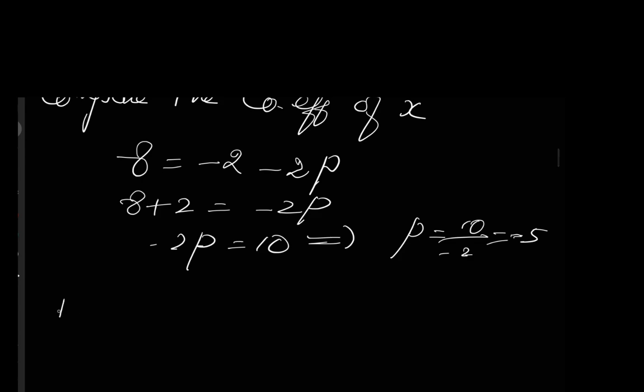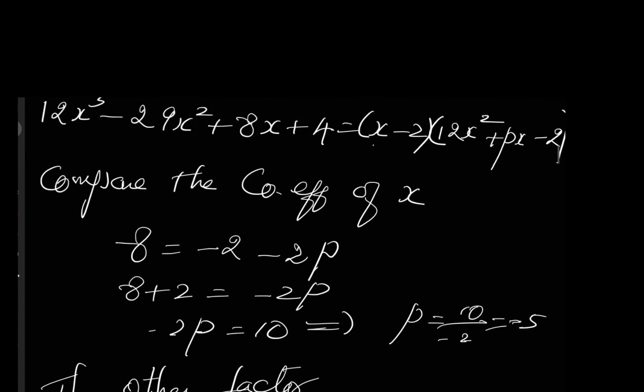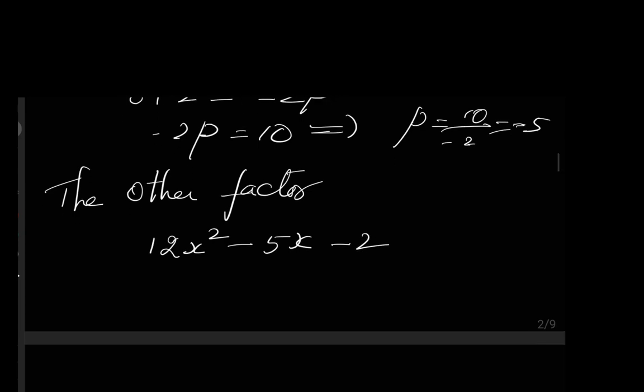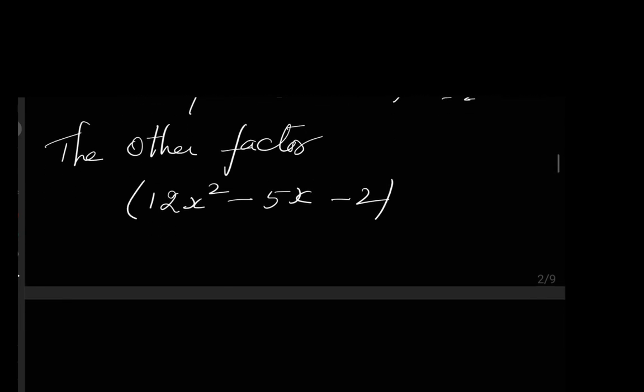Therefore the other quadratic factor is 12x squared minus 5x minus 2 equal to 0. Just you take factor. Now you have to solve this and find the value of x. So ordinary factorization is not possible. 12 2s are 24, minus 24. So it's not possible. So in that case apply the formula.